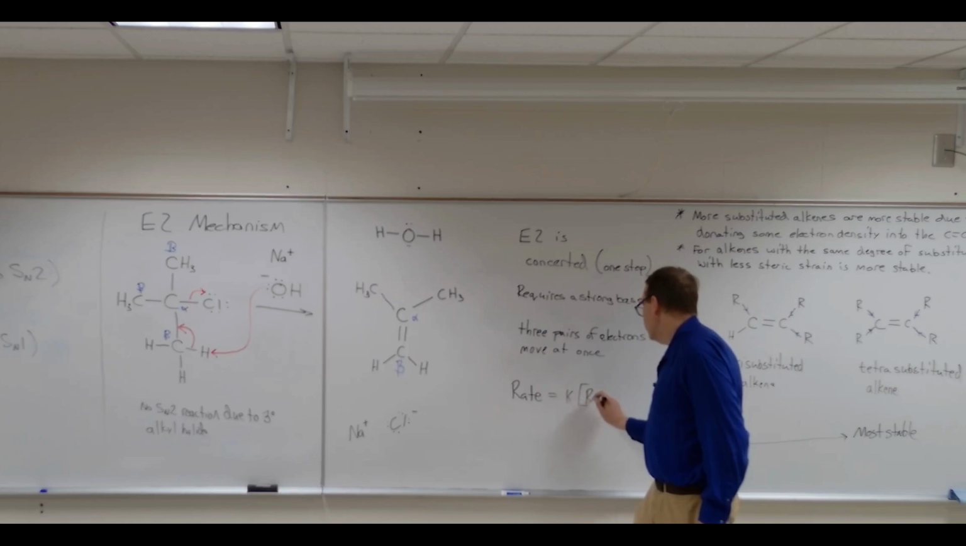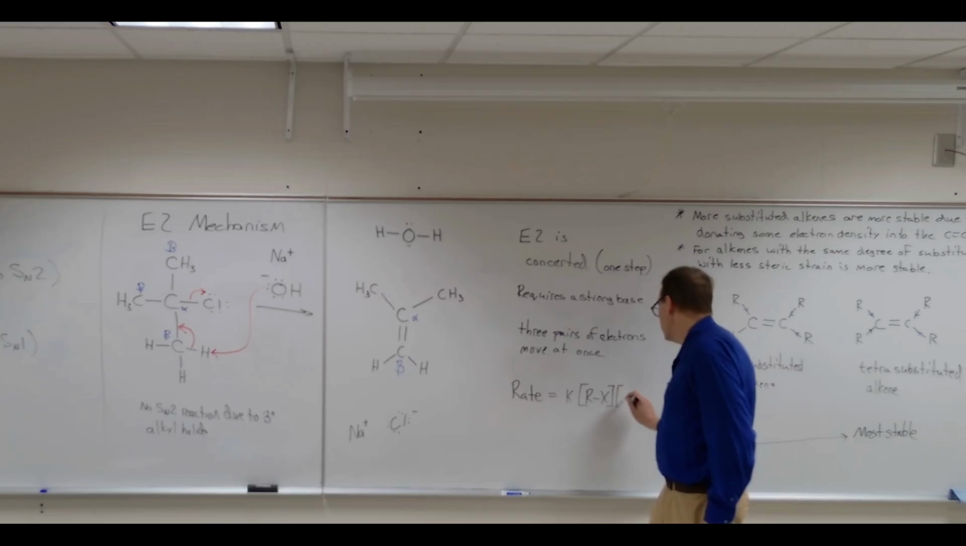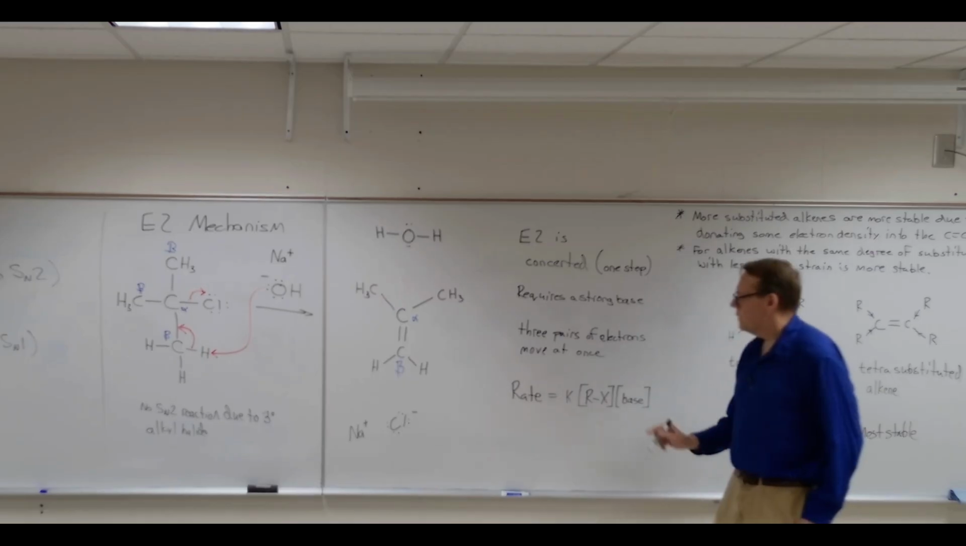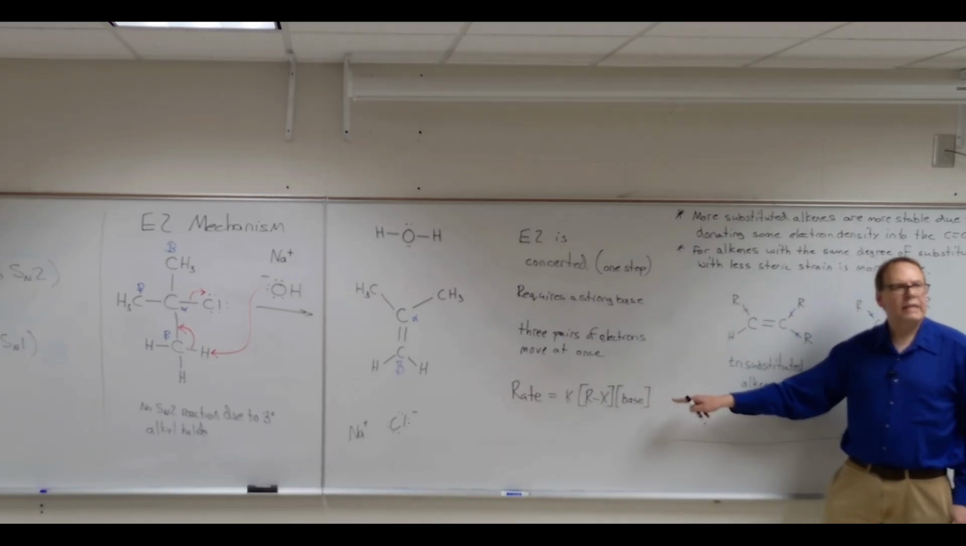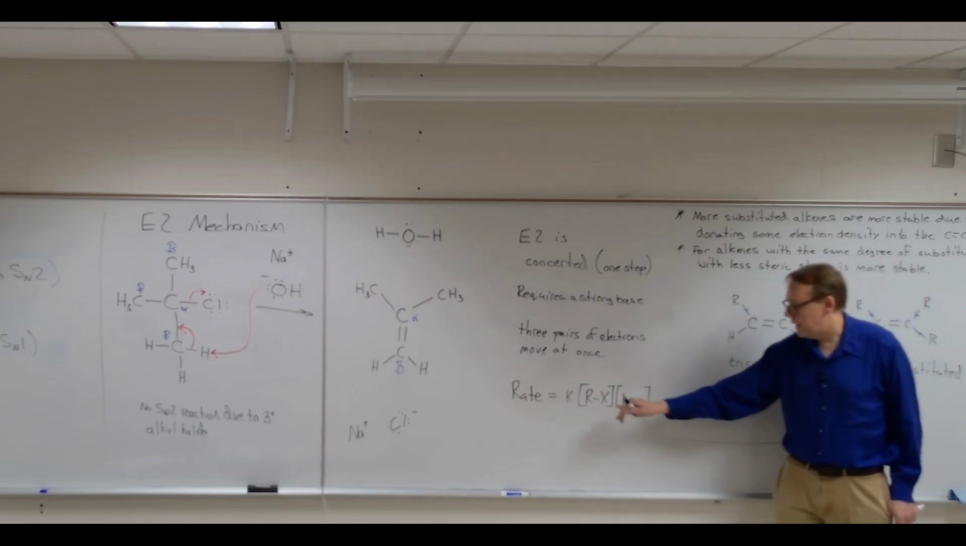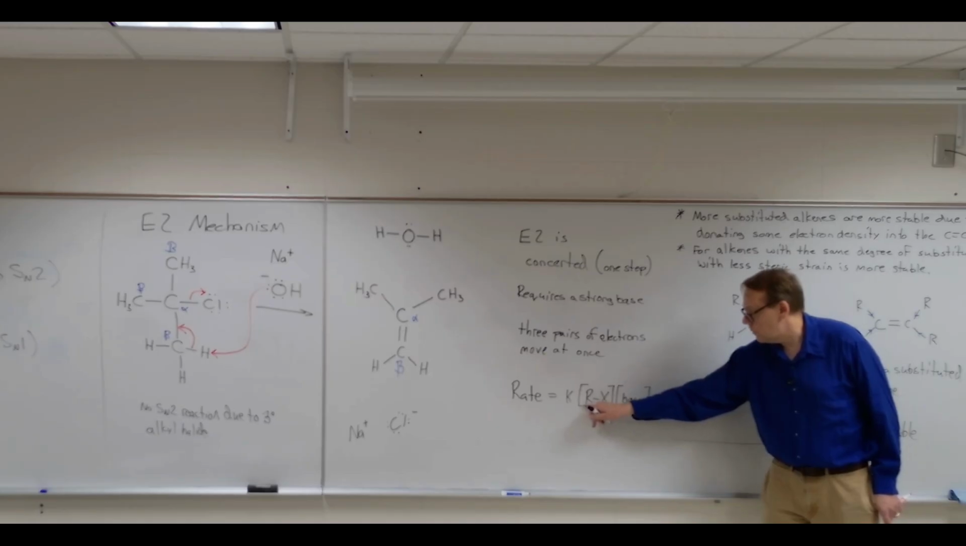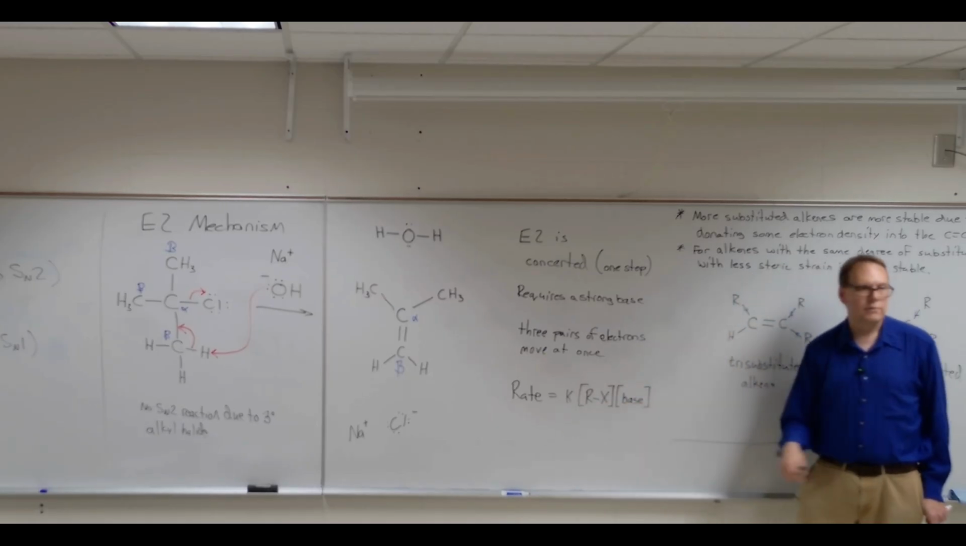of the alkyl halide, the RX component, times the concentration of the base. So that's why it's called E2. The 2 refers to the fact that there's 2 species that are present in the rate determining step. It depends on the concentrations of both of these things.